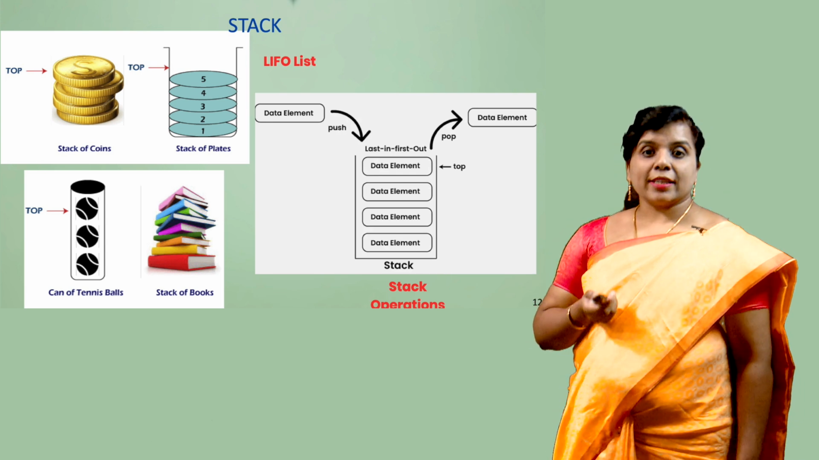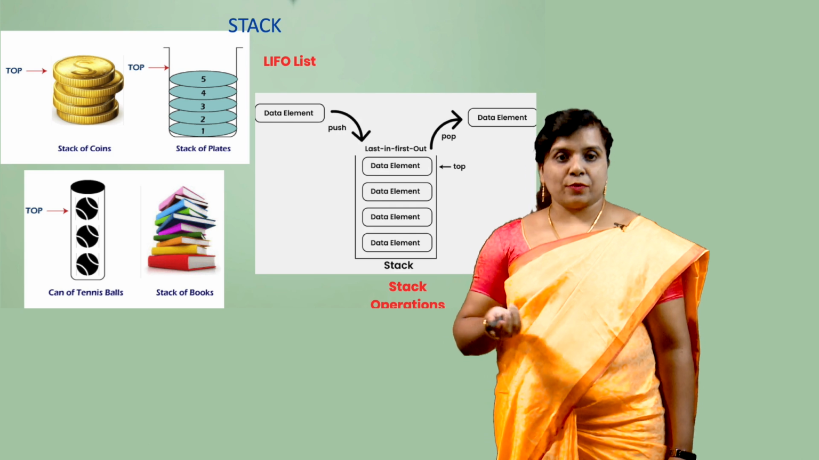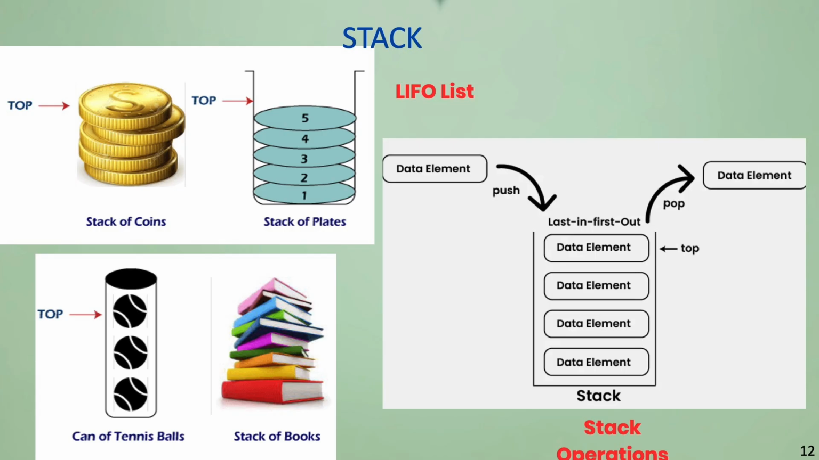Of course, a stack is part of many real world examples we see. For instance, we could arrange a set of coins one over the other, and that makes a stack of coins. We could organize plates one above the other, that could make up a stack of plates, and we could arrange balls in a can. That makes a stack of balls, and we usually organize books on the table one above the other, which we call a stack of books. The only pointer which we use in this stack data structure is the top pointer, which always points to the topmost element in that list.